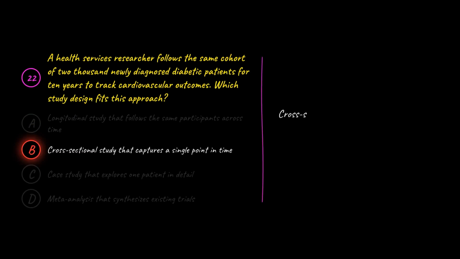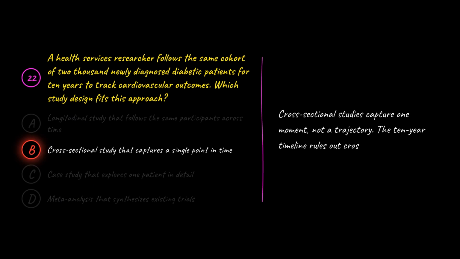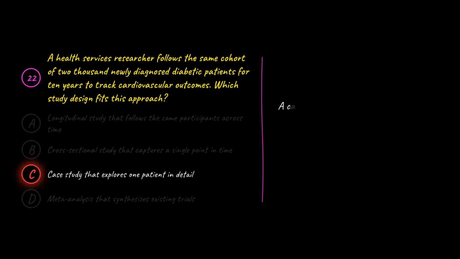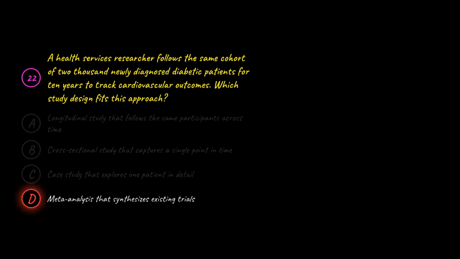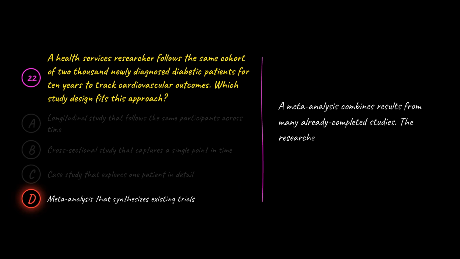B is wrong because cross-sectional studies capture one moment, not a trajectory. The 10-year timeline rules out cross-sectional. C is wrong because a case study examines a single person or small group in depth. 2,000 participants and a decade of follow-up exceed the case study format. D is wrong because a meta-analysis combines results from many already completed studies. The researcher in the scenario is collecting new data, not combining existing trials.